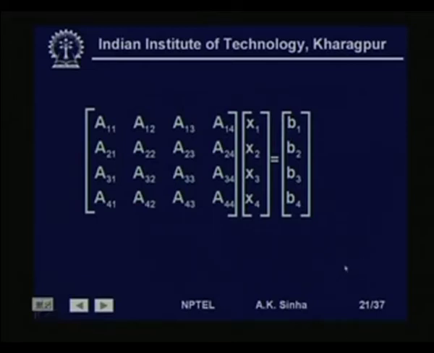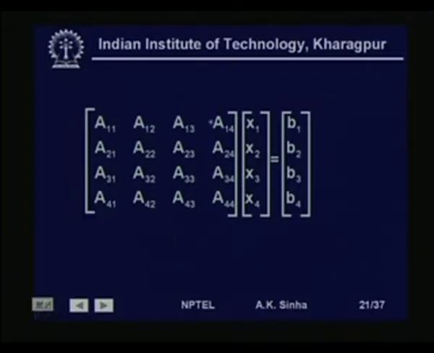So, this way we can try and get both the lower and upper triangular part of the matrix. Let us take this example of a 4 by 4 matrix.